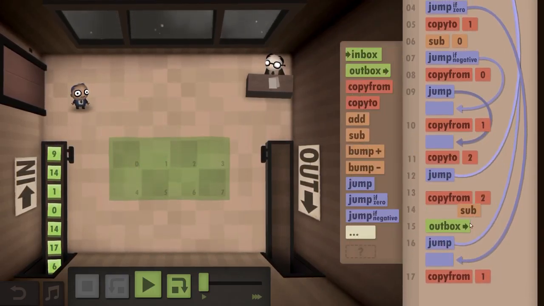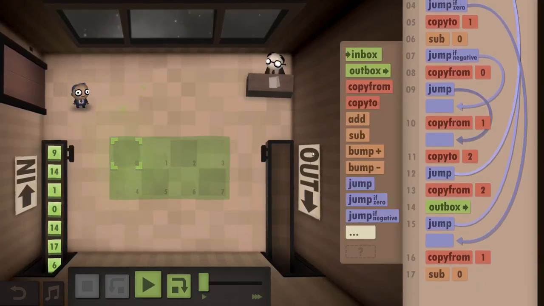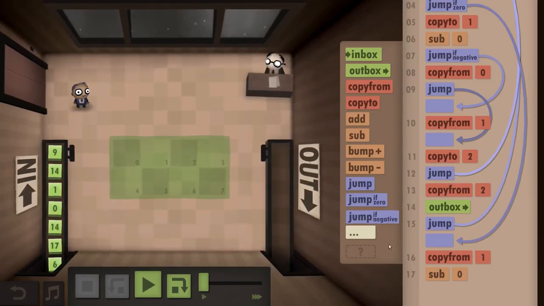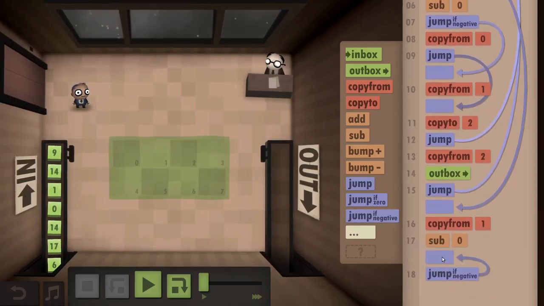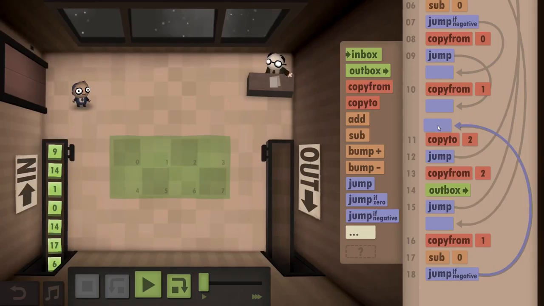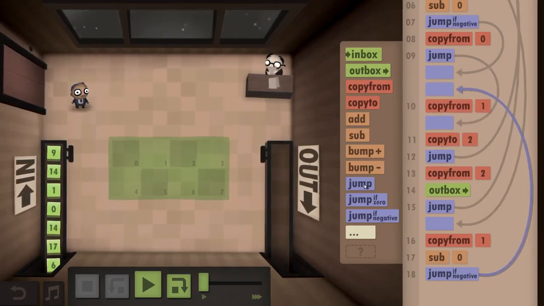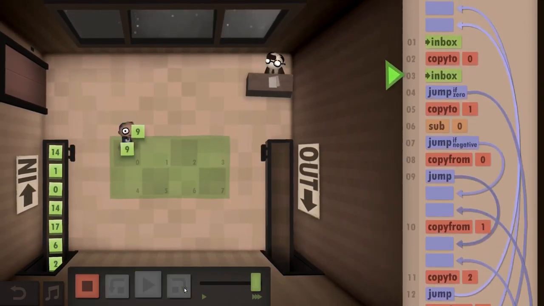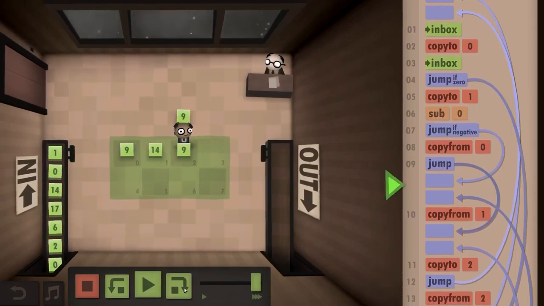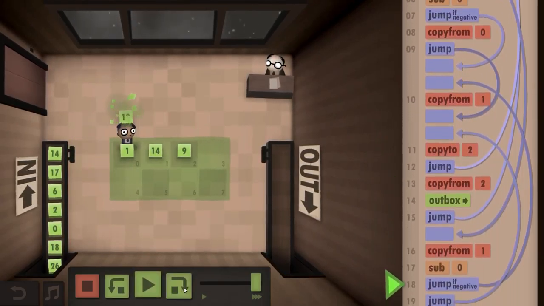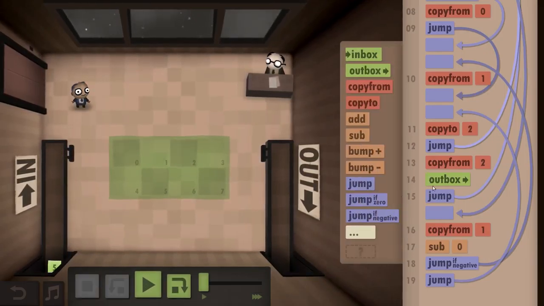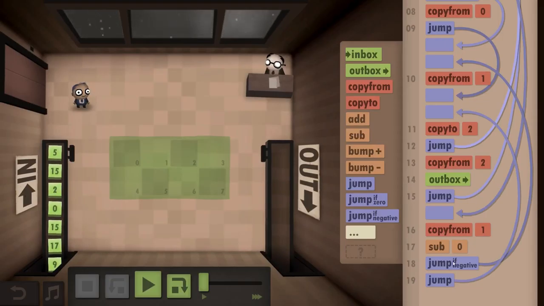Alright, let's do the case where the second number is zero, because we already know what's going to happen. If it's zero, copy from one, subtract zero, if it's negative, jump up to here, otherwise it's not negative, jump up to here, that should do.